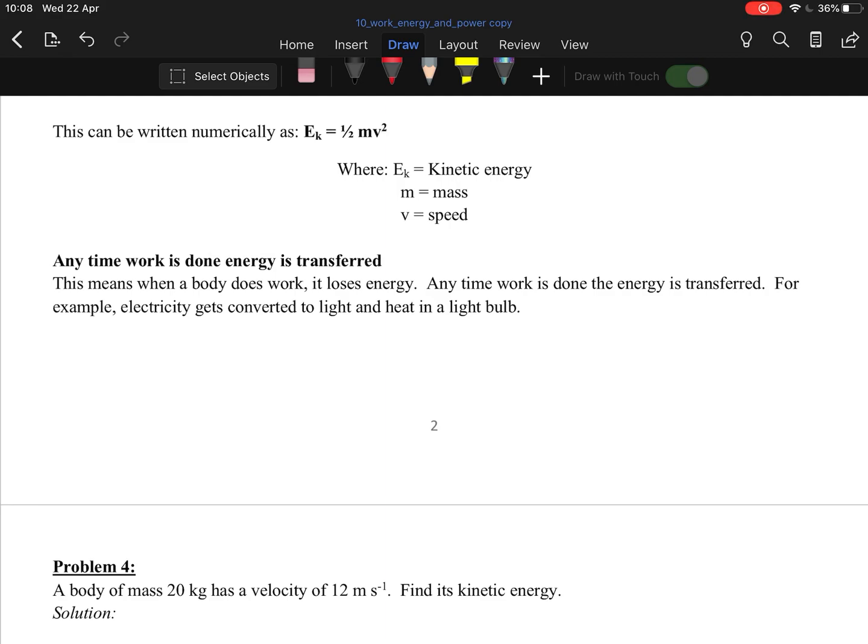And vice versa, the speed of an object relies on the kinetic energy it can pump out, and of course the mass of the object. So anytime work is done, energy is transferred. Every time work is done, when you run up the stairs, energy is transferred. You transfer your energy into motion, kinetic energy to run up the stairs. We get our energy from our food and our diet. So when a body does work, it loses energy.